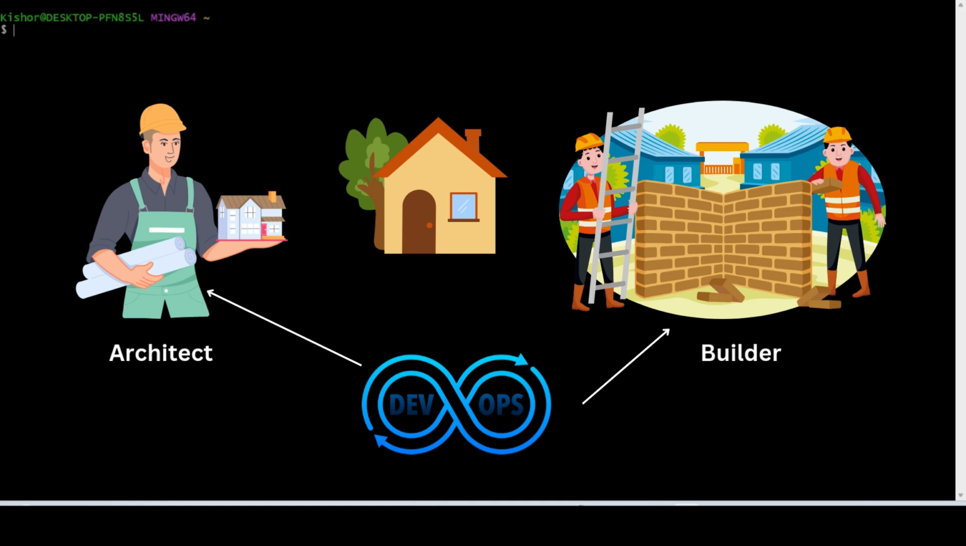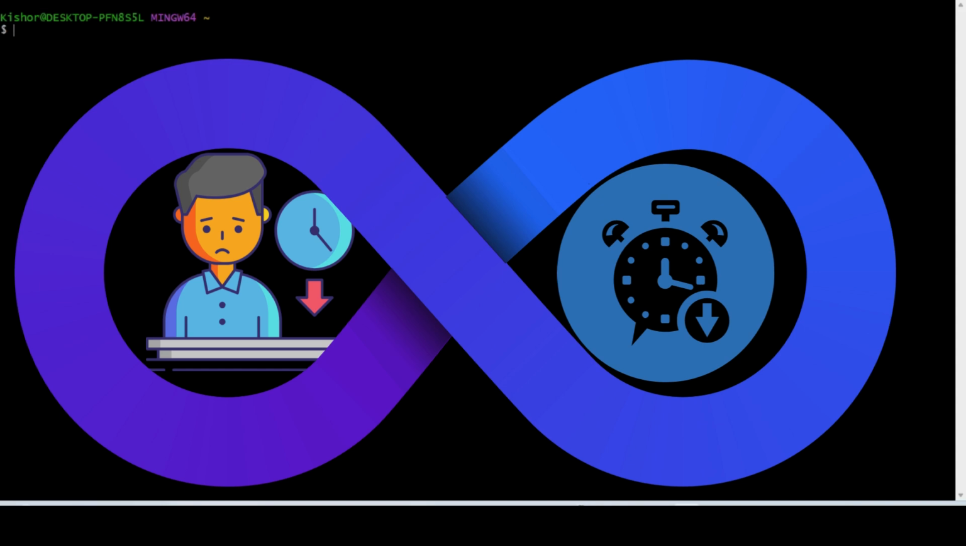Coming to the simple terms, DevOps is about automating and improving collaboration between the developers and operations teams. DevOps engineers make sure that software can be developed, tested, and deployed quickly without breaking anything. By the end of this video, you will understand what a DevOps engineer does daily and how they solve real world problems.